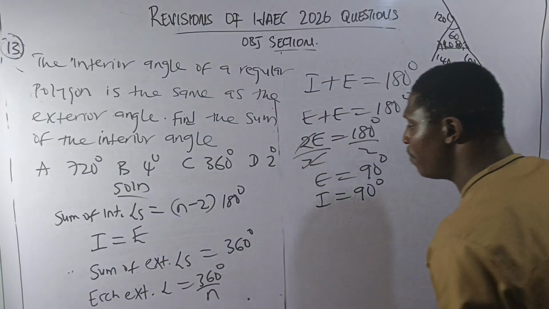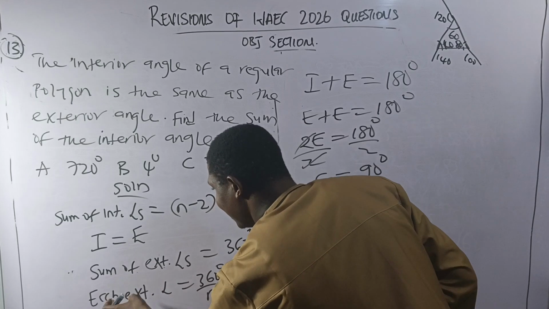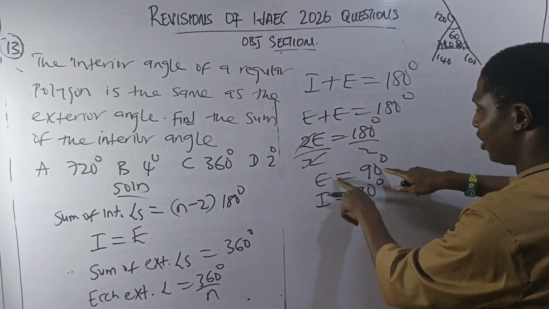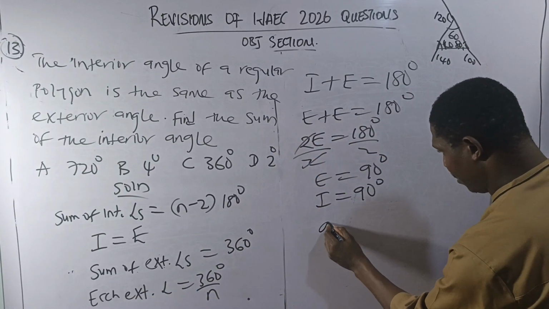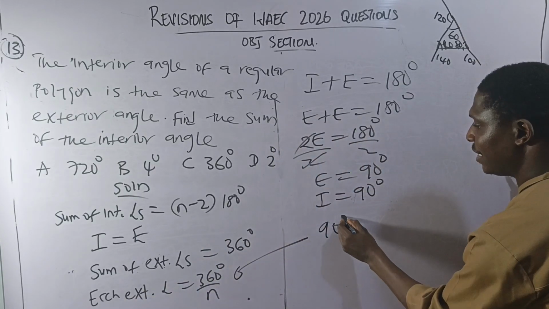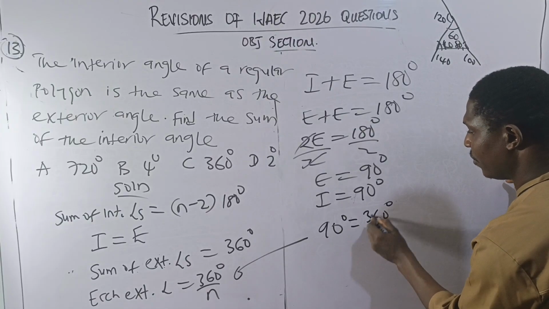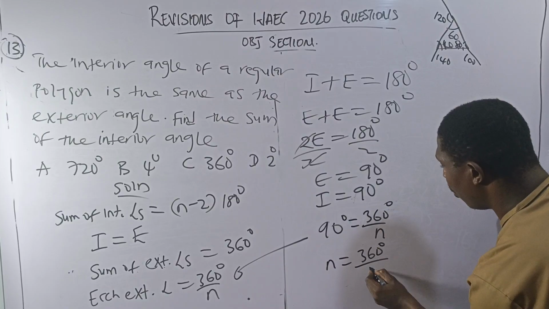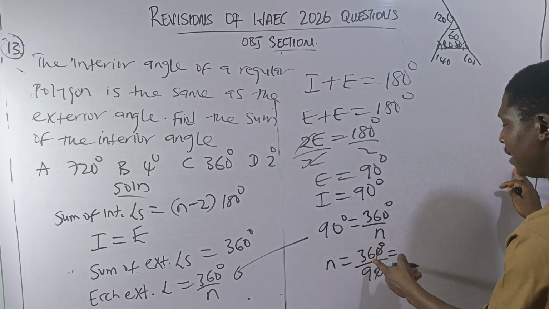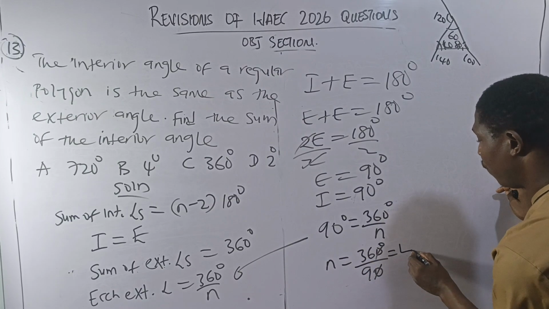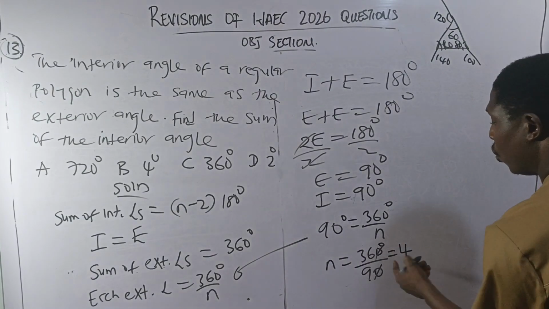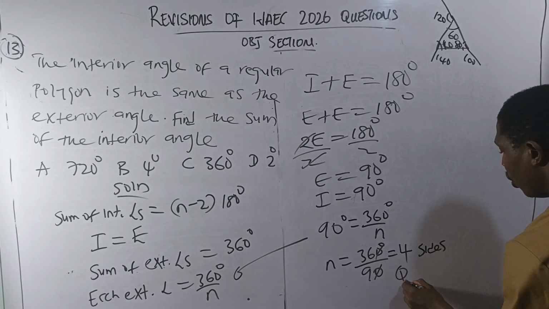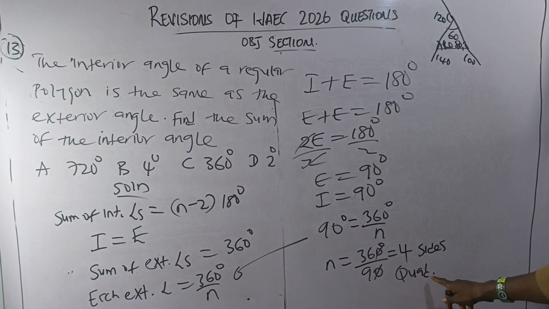But I'm asked to look for the sum of the interior angles. But remember, I said each exterior angle is equal to 360 over N. And exterior angle is 90 degrees. So using this, I will have 90 degrees equals 360 degrees all over N. If I make N subject of the formula, I have N equal to 360 degrees all over 90 degrees. This can cancel this. And 36 divided by 9 will give me 4. So the polygon has 4 sides. And if you have 4 sides, it means it's a quadrilateral. Take note, the quadrilateral has 4 sides.